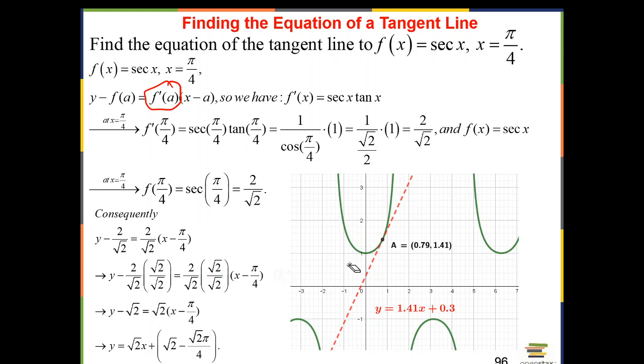And here's the picture of it. This is the graph of secant. This is the point pi over 4. Pi is 3.14, over 4 is a little bit less than 1. So that's the point pi over 4, about right there somewhere. So at that point, the slope of the tangent line is 2 over the square root of 2, and the equation of it is this right here, or that.